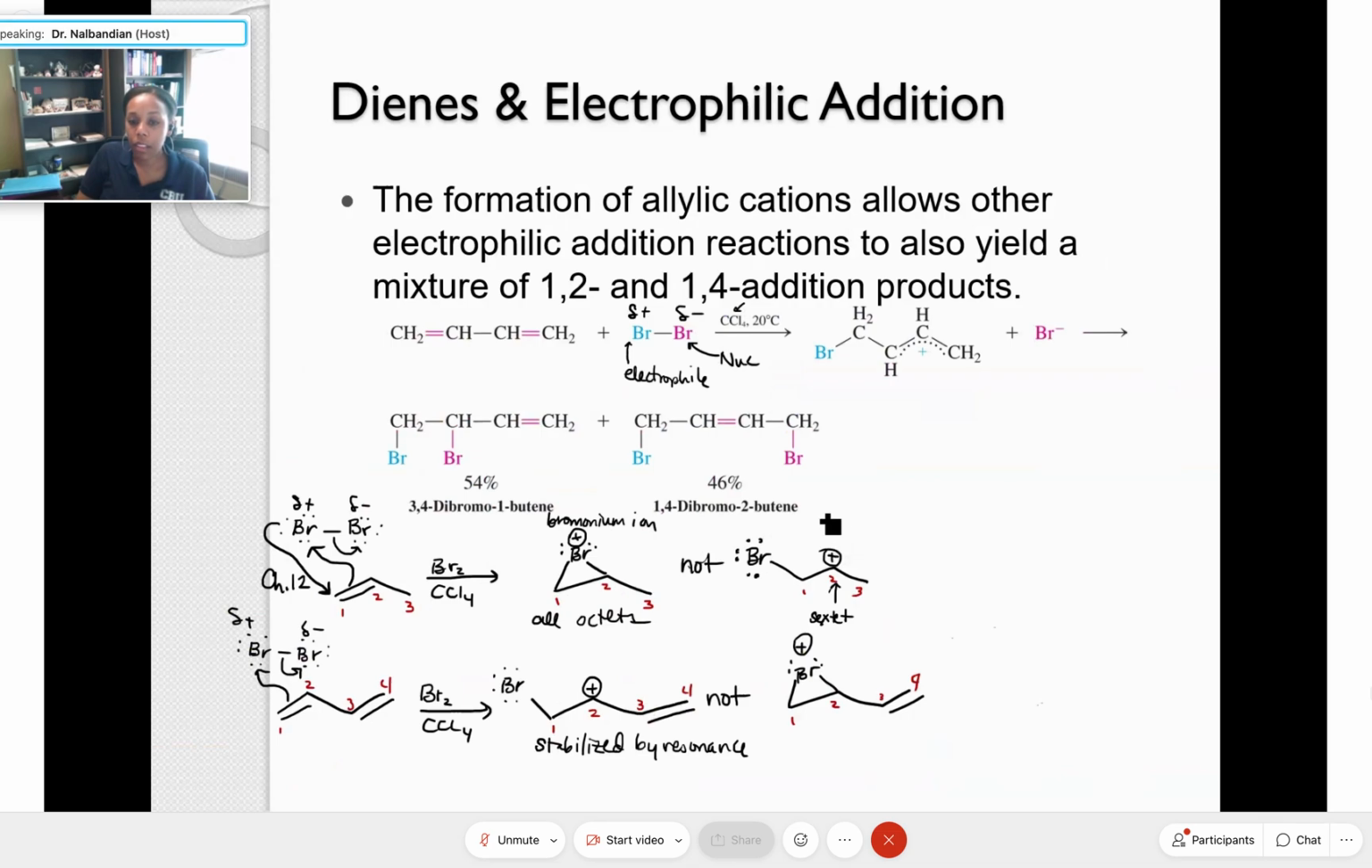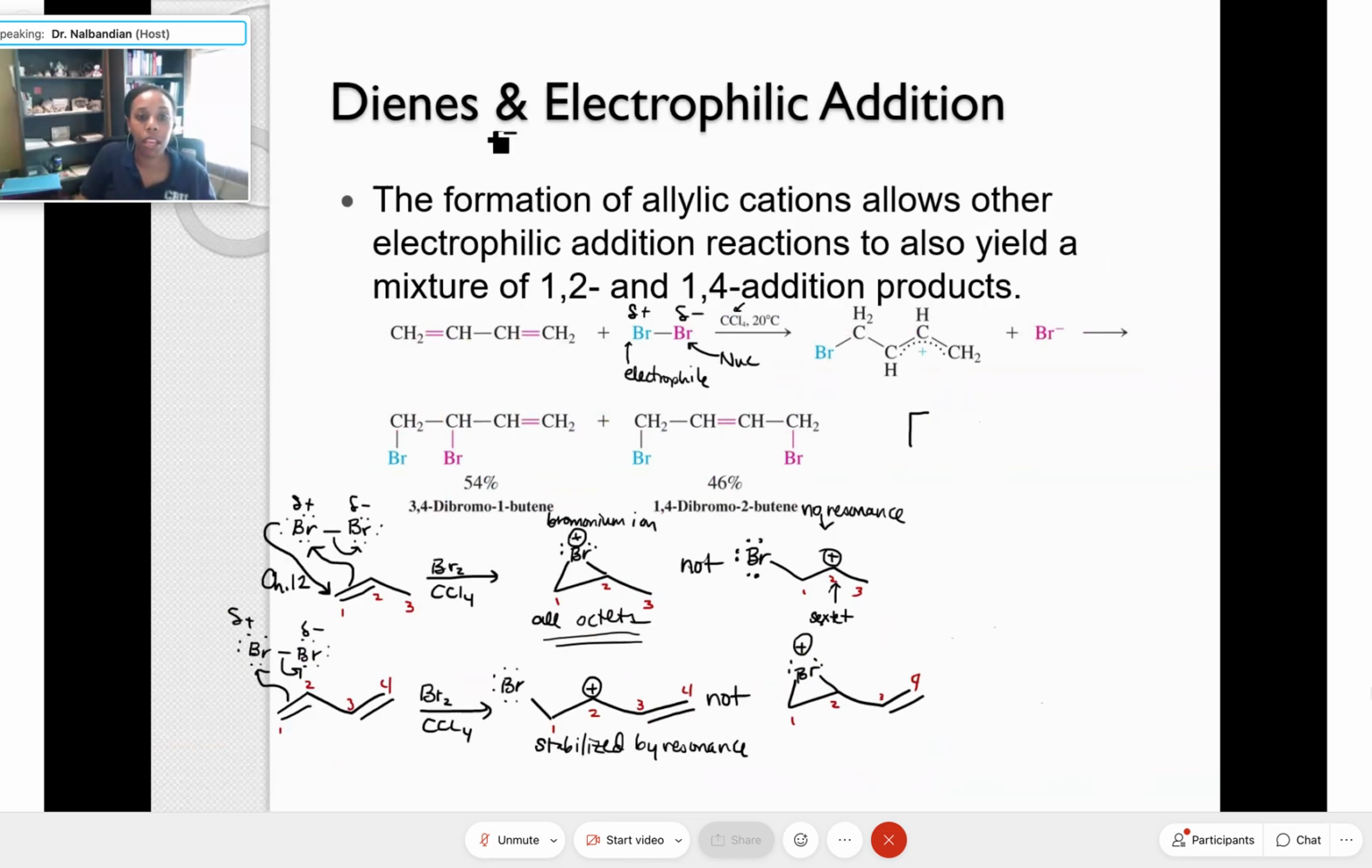This carbocation cannot be stabilized by resonance. There's no resonance that you can do there. And so that's going to be very unstable. So we go with the one that has all octets. But now in the second case, because it is a conjugated diene, we're going to make this carbocation that is stabilized by resonance and not the bromonium ion, because that's not stabilized by resonance. So we have these two things that have a positive charge, but only one is stabilized by resonance, so that's what we go with. So here in this reaction, we end up with these two resonance forms.